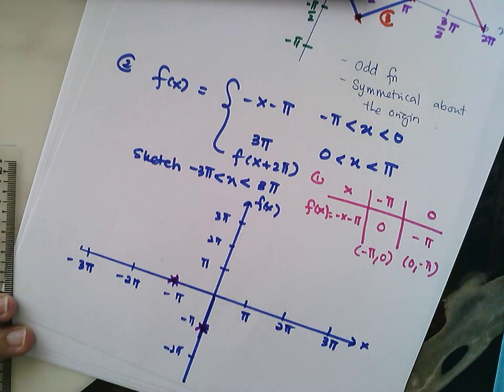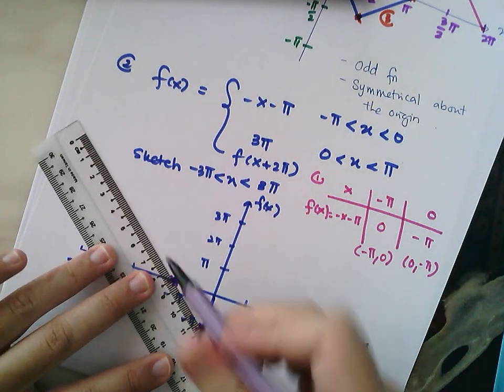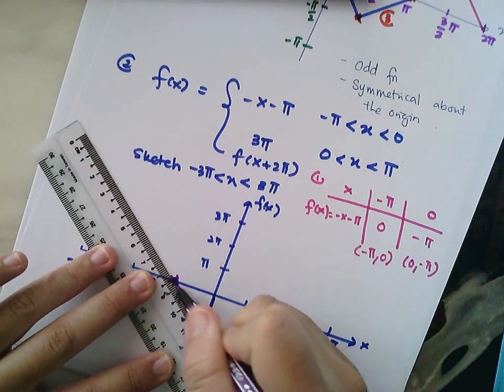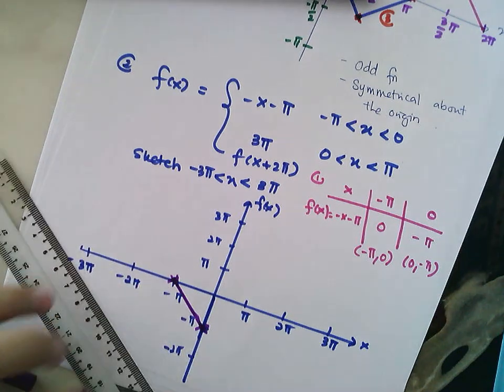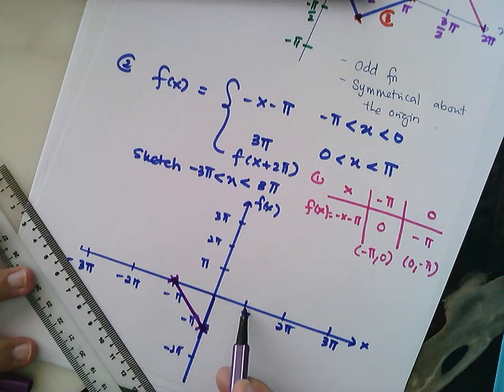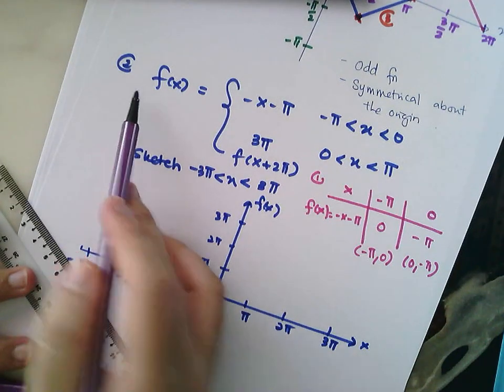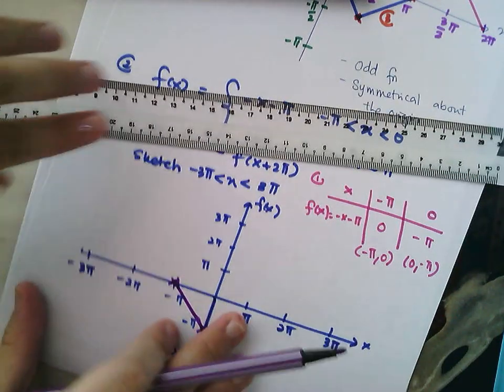If you combine these two points, you will have this straight line. For the second function, from 0 to π, your f(x) is always 3π. Therefore, you will have a straight line here.